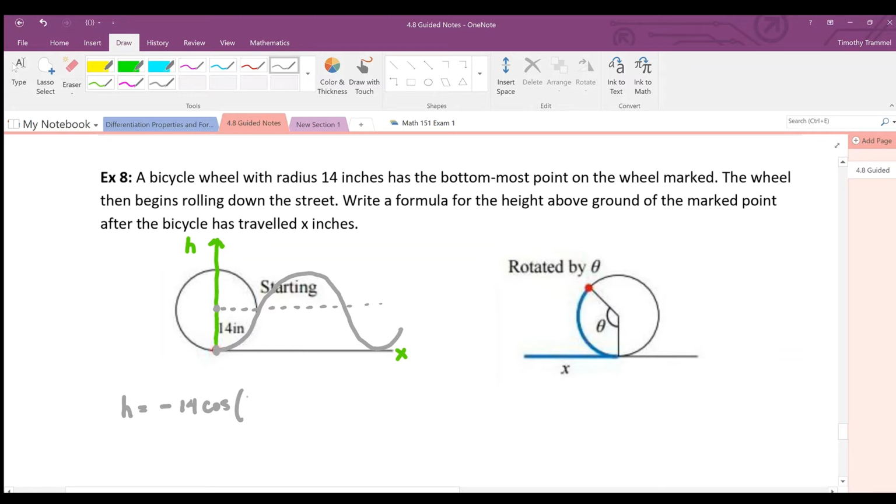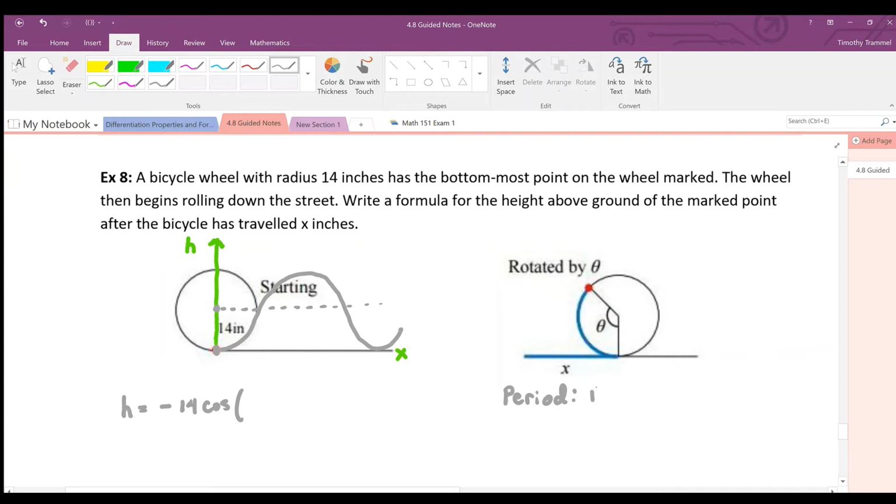Okay. To figure out what that something times x is going to be, we need to think about the period. Okay. So if we want to be able to figure out the period, what we really need to figure out is what distance is covered by the wheel when it does one complete revolution. Okay. And we can actually figure that out. Okay. Let's write a little something over here.